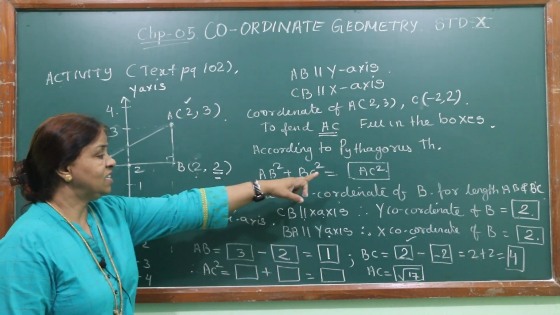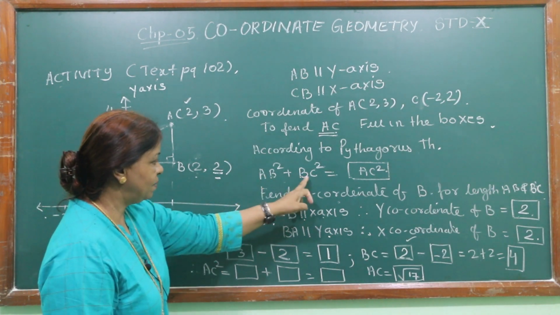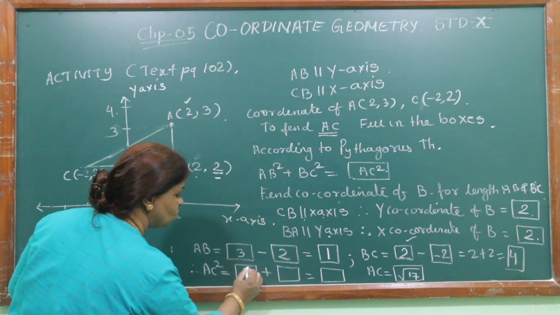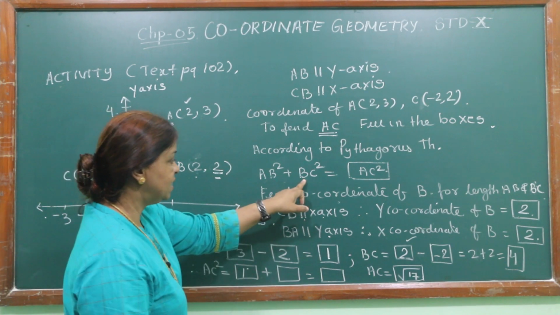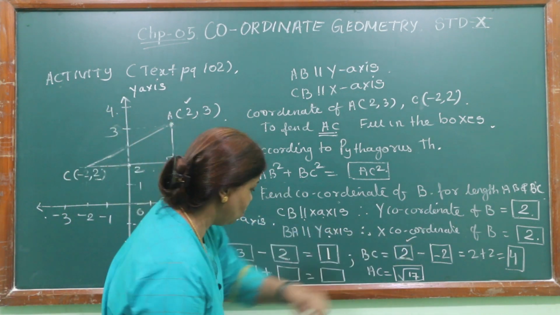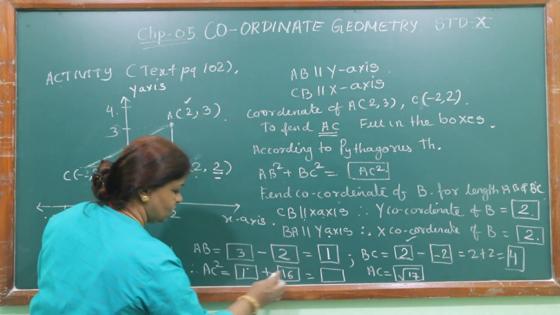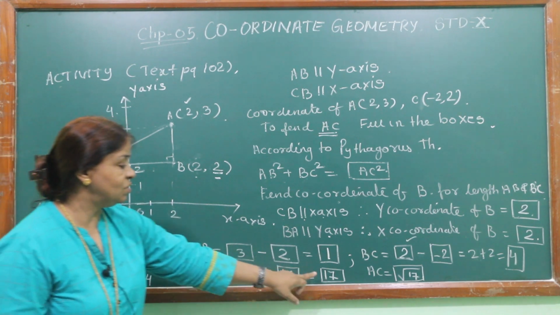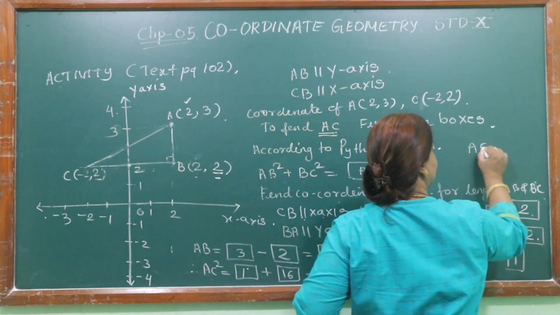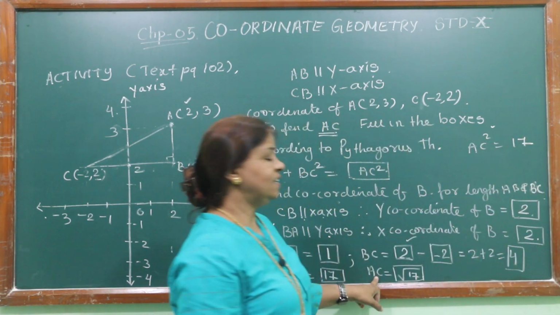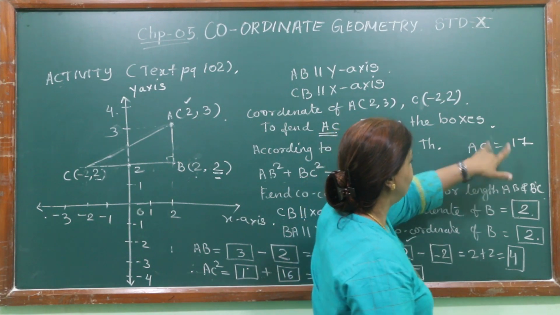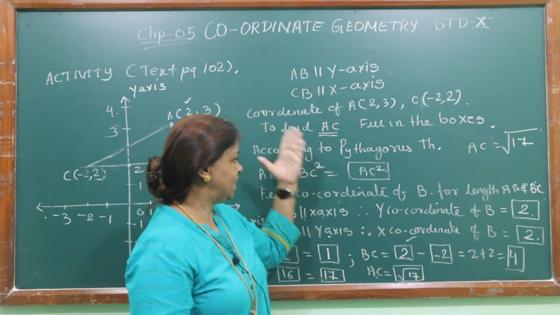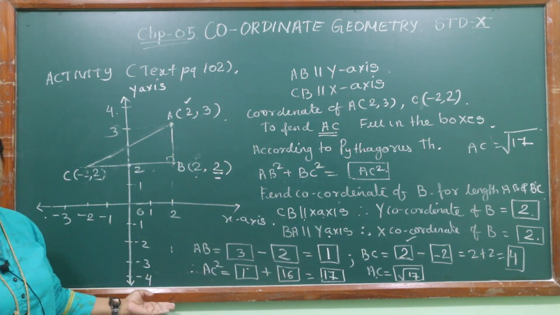Now we have AC square. What is AC square? AB square plus BC square. AB is how much? AB is 1. So 1 square is 1 plus what? BC square. What is BC? BC is 4. 4 square is 16. So 16 plus 1 is 17, children. And AC square is equal to 17. We got AC square as 17. But we need AC. So when we want to find the square root, we have to place the square root. Okay, so we are done with this activity, children. You can pause and solve this activity.